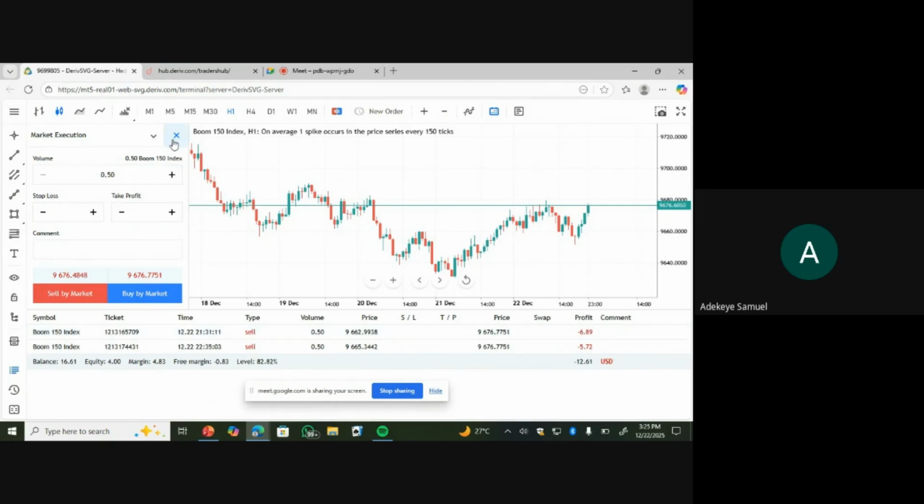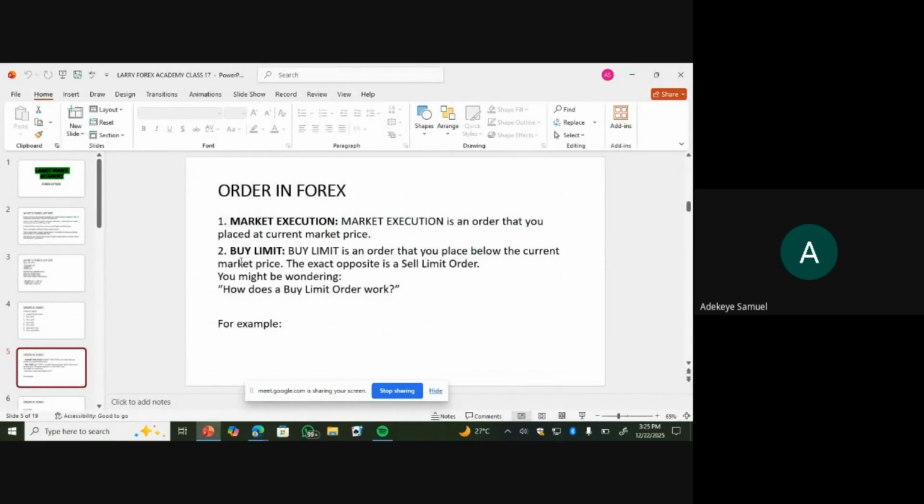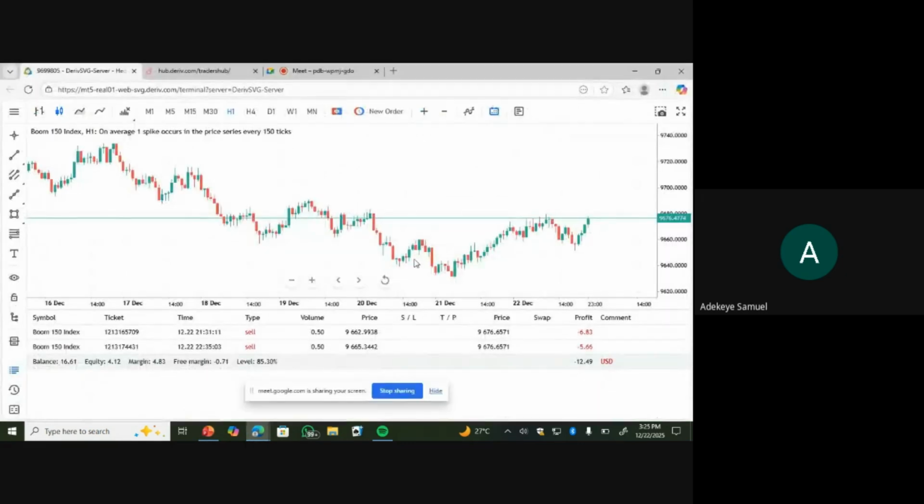So you want to wait for the market to come to you, or you want to buy at a cheaper price, right? You set your what? A buy limit order below, all right? Below, I said below, right? Below the current market price.